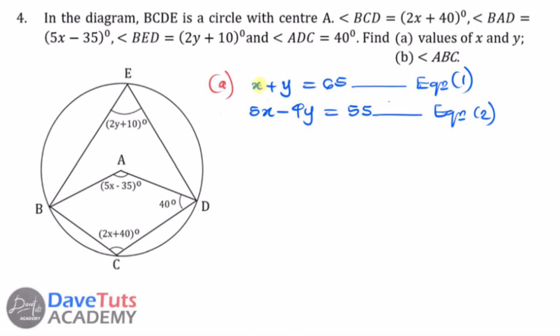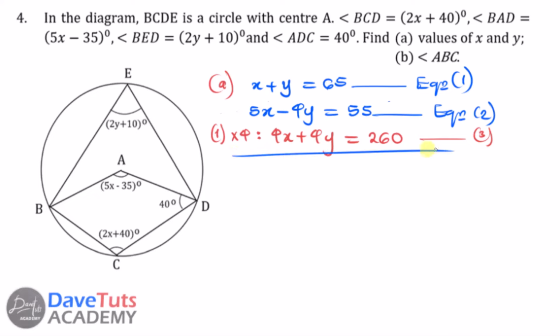So if I multiply equation 1 by, let's say, 4, then in that case I'm going to have 4x plus 4y is going to be 65 times 4, which will be 260. I can take this as equation 3. So after having done that, I'm having equation 2 and equation 3.